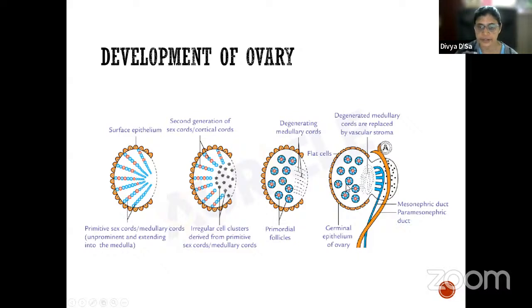And this ovary later on gets suspended from the posterior abdominal wall by the mesentery called the mesovarium, because it is still attached to the peritoneum. Understand? Because of that, it will be suspended by this mesovarium.